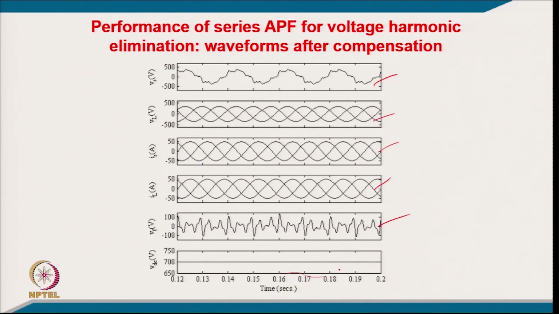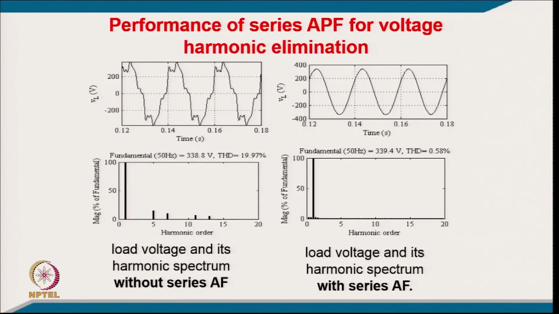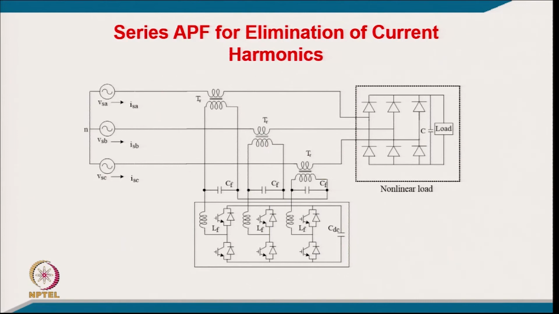So, this is basically a voltage harmonic elimination case study. If you look at the voltage harmonic distortion in the harmonic spectrum, the THD of the supply voltage is 19.970%, but the load voltage THD is reduced to only 0.58%. So, this is how it works in eliminating the voltage harmonics in the case of a linear load. That is the first function.